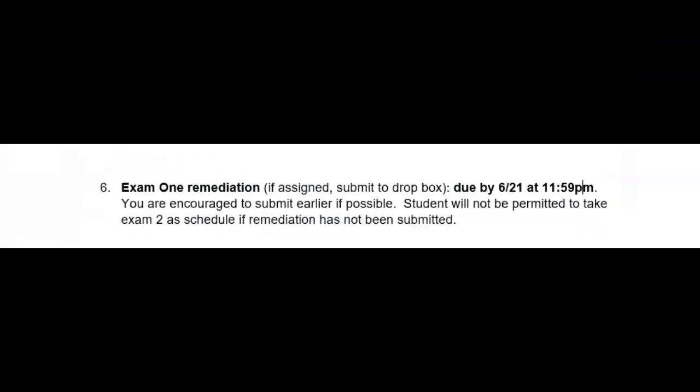And then a reminder that exam 1 remediation, if you were assigned remediation, is due by the 21st at 11:59 p.m. There is a drop box for your submission. I encourage you to get that in as soon as possible. If it is not in, you're not going to be able to test. If you have any missing assignments, I've emailed you and you need to submit those or else you will not be able to test. You'd have to complete the assignments, complete the remediation, schedule a makeup test time with me, and have a 5% deduction.